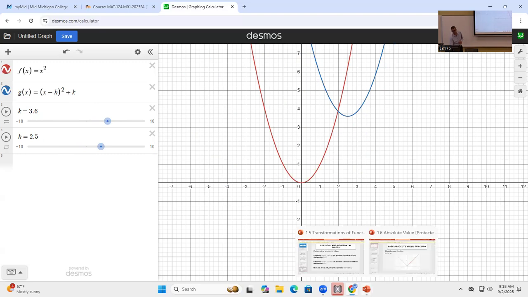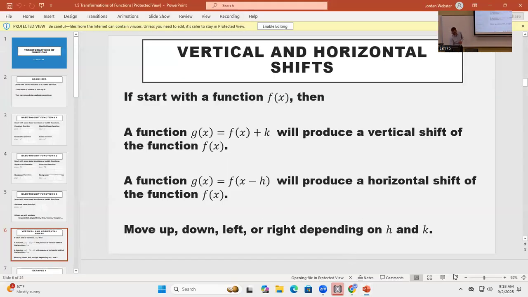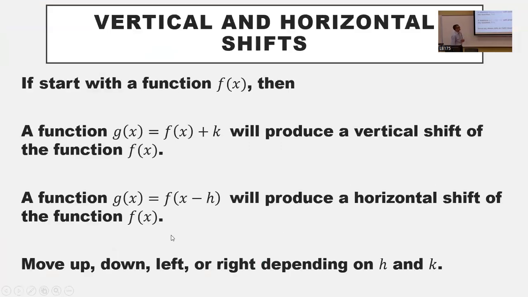Any questions about that? Straightforward. So that's why when it's written this way, f of x plus k, then positive k's move up, negative k's move down, and then f of the quantity x minus h, then positive h's move to the right, negative h's move to the left.